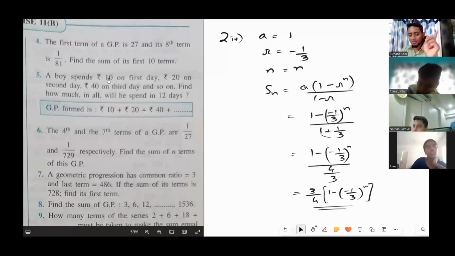So we have the GP here. First day 10, second day 20, third day 40, and so on. We have A, we have R. What is R here? 2. And we have N, which is 12. Okay, do this one, everyone. We have to use the third formula. Yeah, 12 days, sum of 12 days.